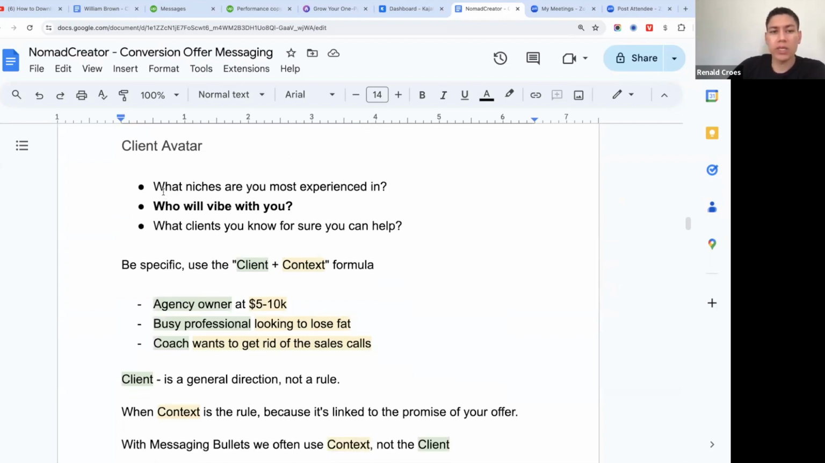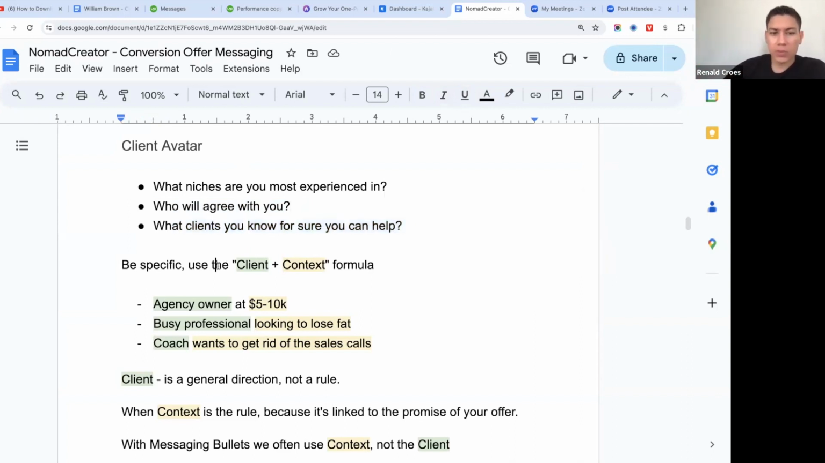Okay, so when it comes to that, who's the avatar we want to focus on? Okay, we want someone to be in a specific niche, okay, that you are experienced in. Someone that vibes with you, or I would say instead of vibes, agrees with you. It might be your perspective. It might be your opinion on things. It might be things that you like, things that you don't like, etc. So they have to agree with you in those things. Now, what clients also want or know about, that you are positively 100% sure that you can help them with. These are the things you want the avatar to have as a general description.